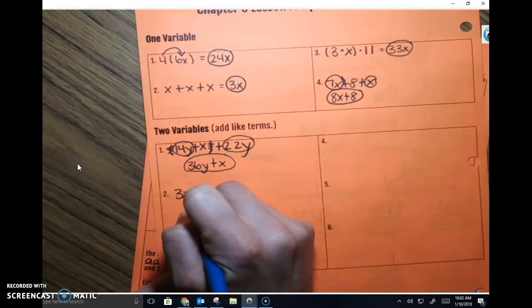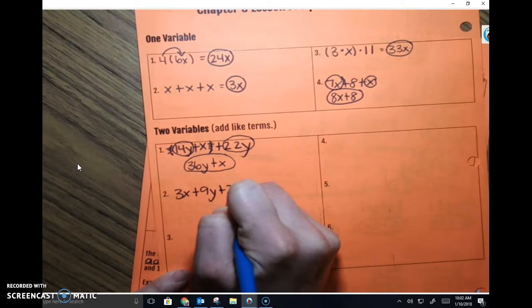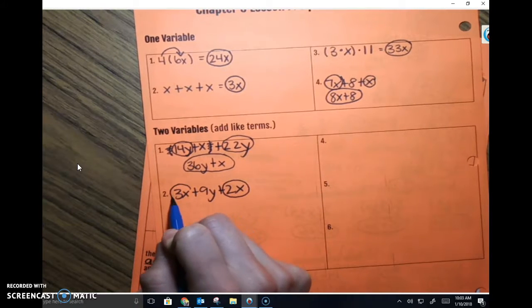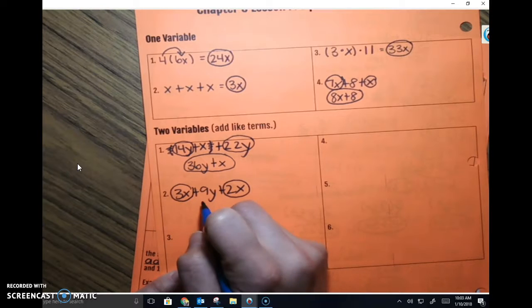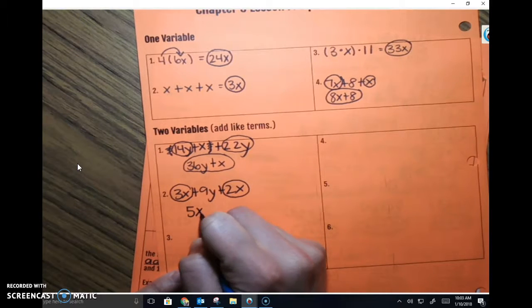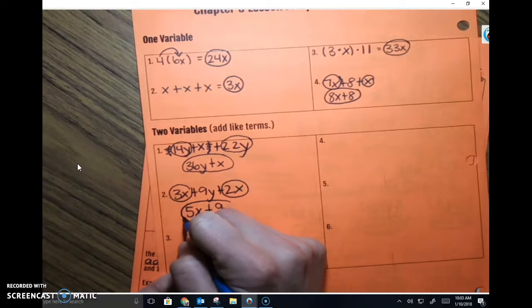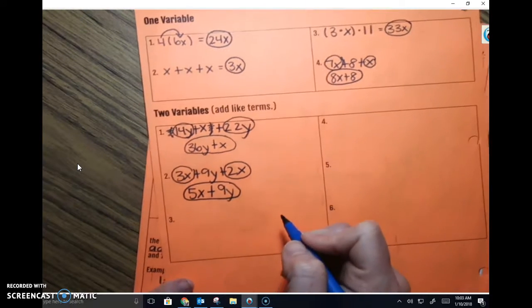3x plus 9y plus 2x. Let's circle like terms. That means they have the same letter. 3x plus 2x is 5x plus 9y. The 9y stays separately because they don't have the same letter.